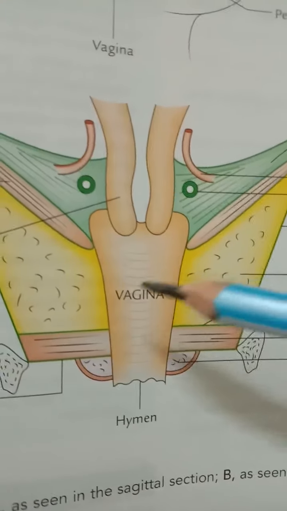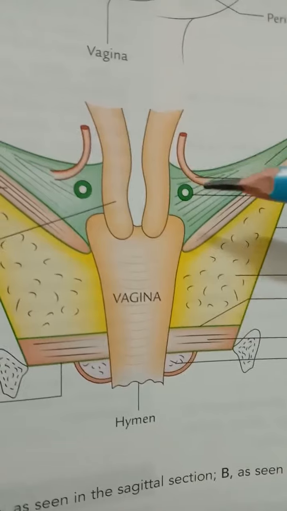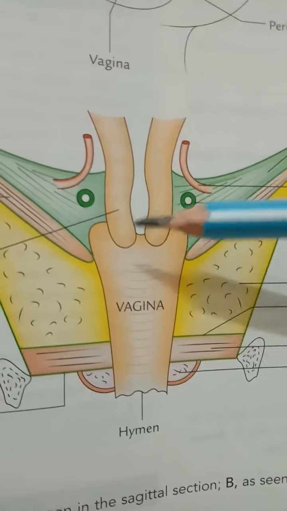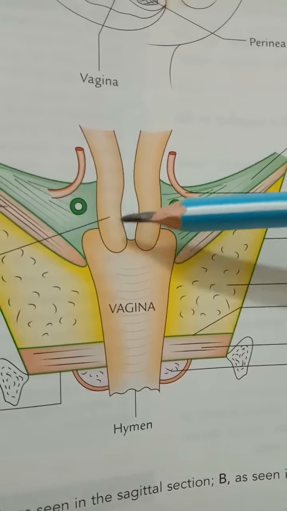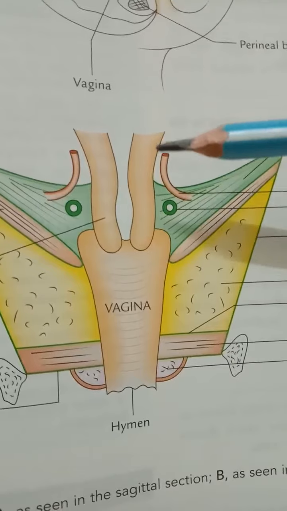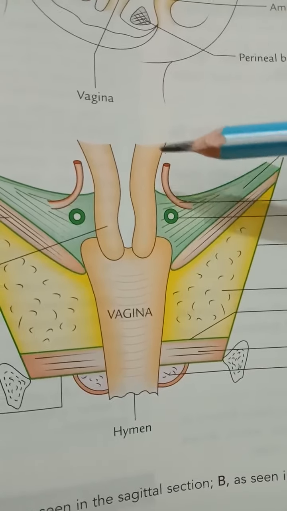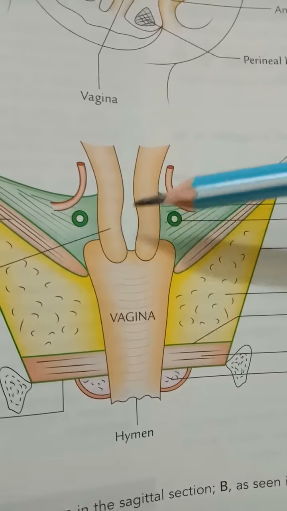Then the clinical or applied anatomy. First, the commonest disease is cervical carcinoma. It is the most common cancer in females and about 11% of cancers occur here. It is very rare before 20 years of age and reaches a peak between the ages of 45 to 55 years.